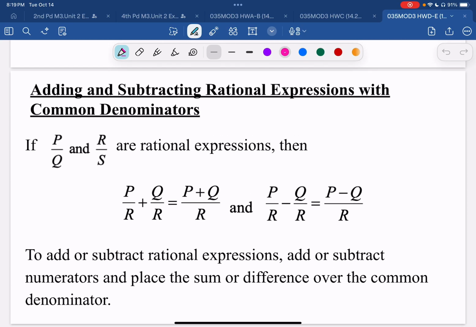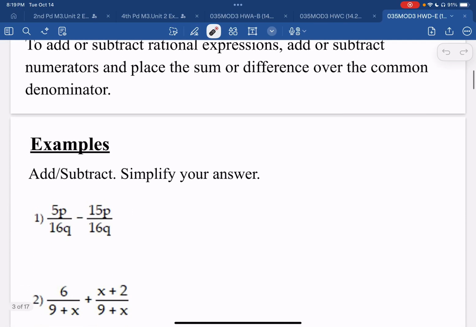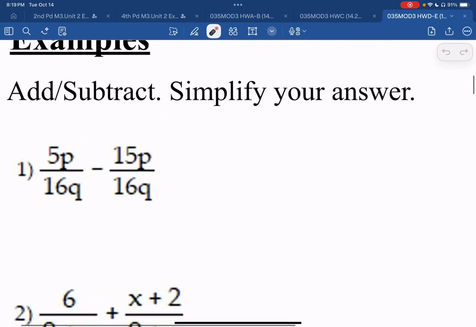So we're going to start by just looking at how you add and subtract rational expressions if they have a common denominator. In these, we can see that the denominator is the same. When that happens, you simply add or subtract the numerators. The denominator is going to stay the same. It's not going to change. So let's look at some examples.